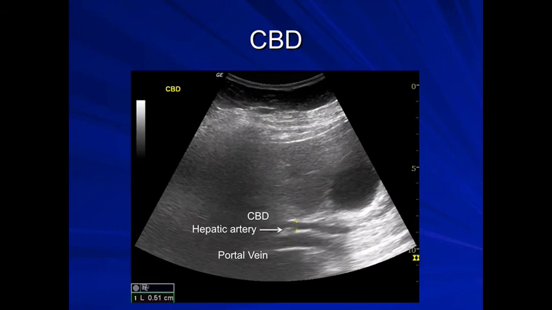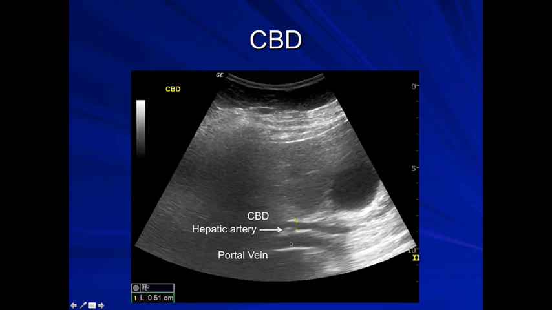We'll then proceed to image the common bile duct, and so we follow along the underside of the liver until we identify the portal vein, which can be seen here, and running parallel and anterior is the common bile duct. And in this patient there is the classical anatomy, and here we have end on the right hepatic artery that is crossing between the common bile duct and the portal vein.